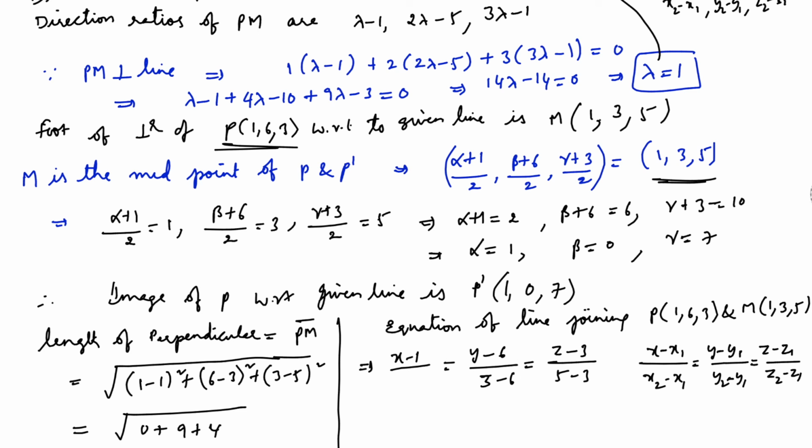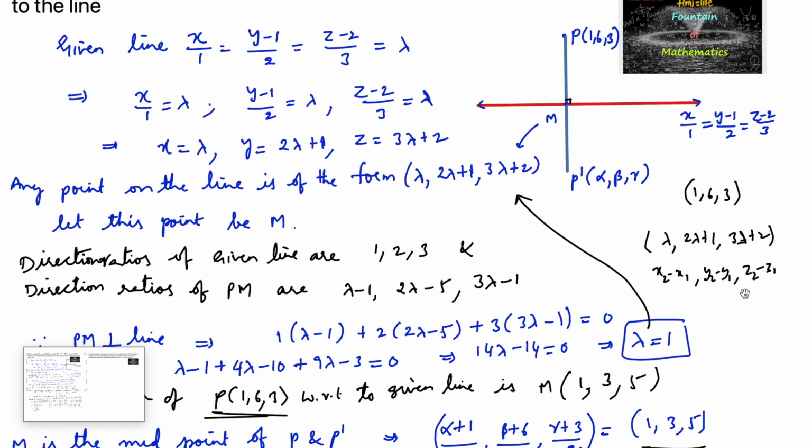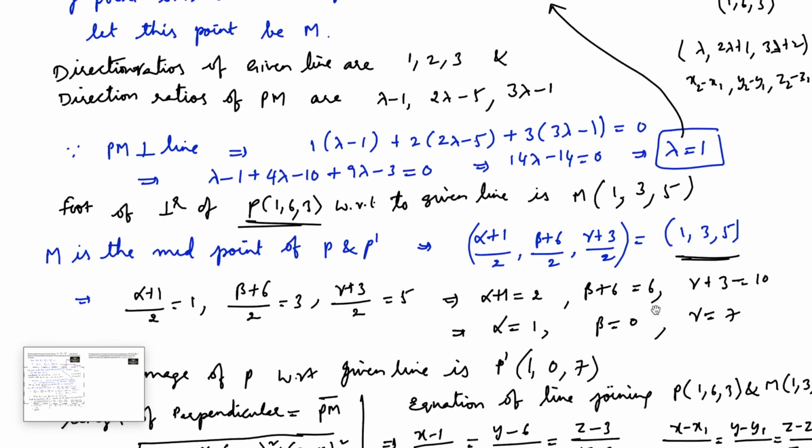So the line equation is x minus 1 upon 0 is equal to y minus 6 upon negative 3 is equal to z minus 3 upon 2. Or we can also write x minus 1 upon 0 is equal to 6 minus y upon 3 is equal to z minus 3 upon 2. So this is the required equation of the line. And hence we got the equation of the perpendicular, the image of the point, the length of the perpendicular, and also we found the foot of the perpendicular.